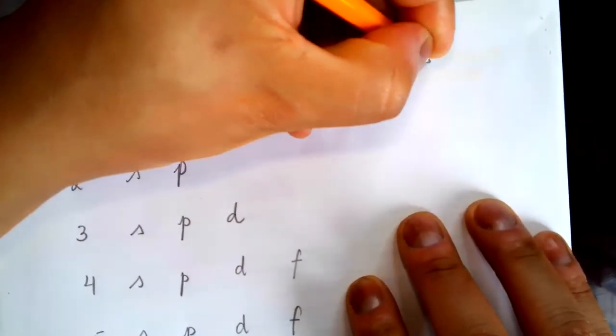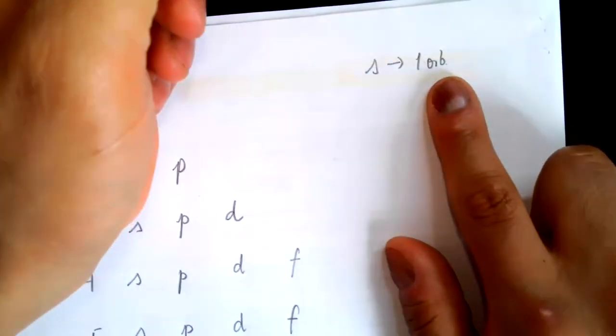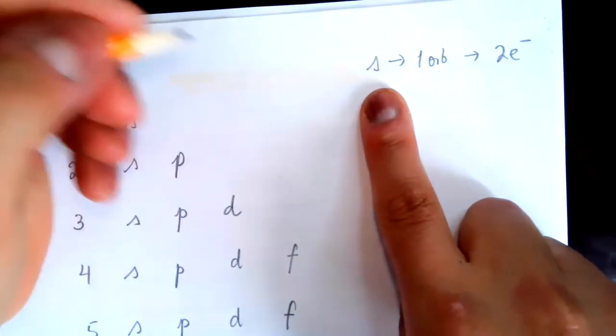S can only have one orbital. I'm going to abbreviate it as orb. And then each orbital can have 2 electrons maximum. Since I have one orbital, I can only have 2 electrons in each S sublevel.